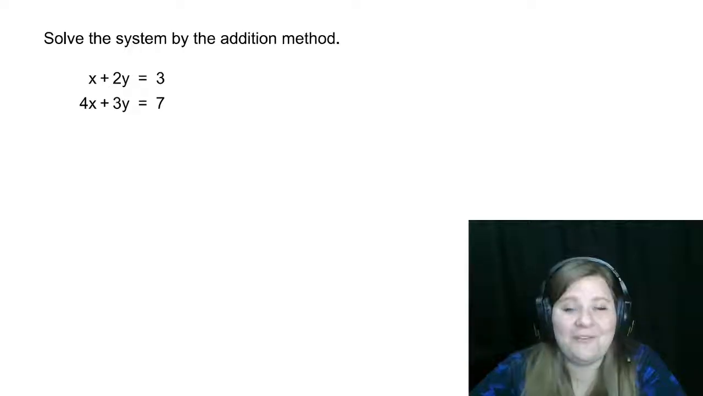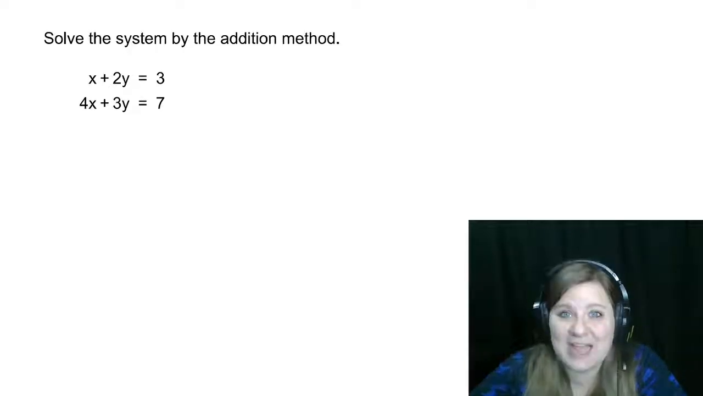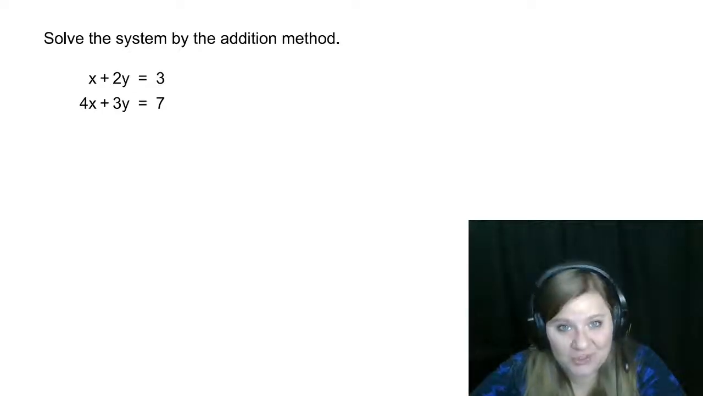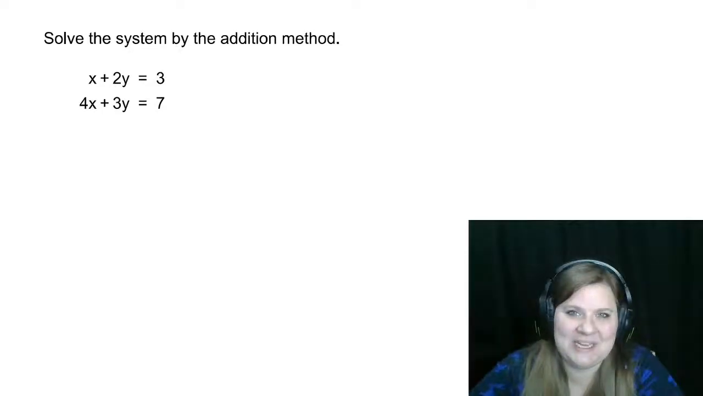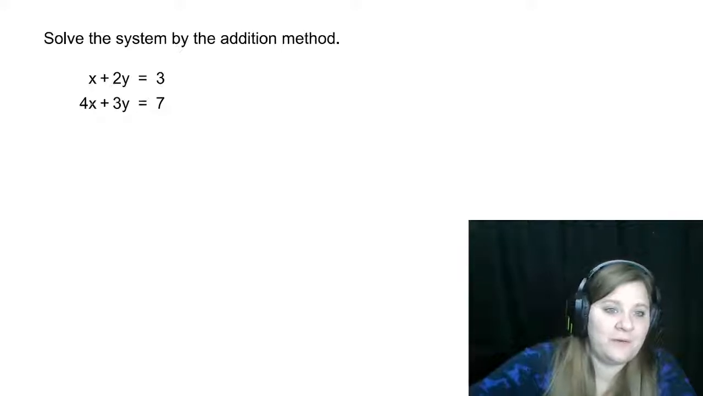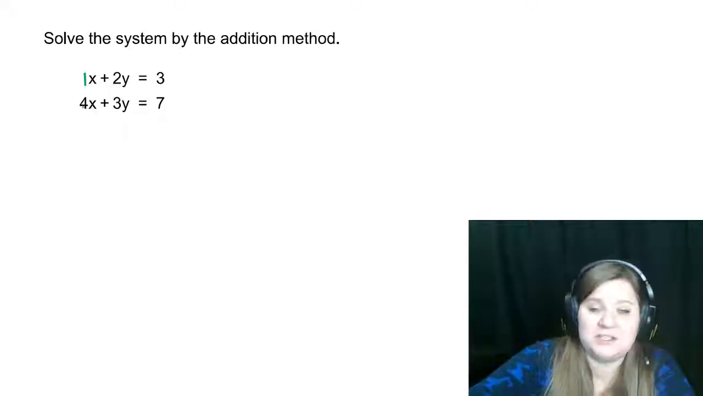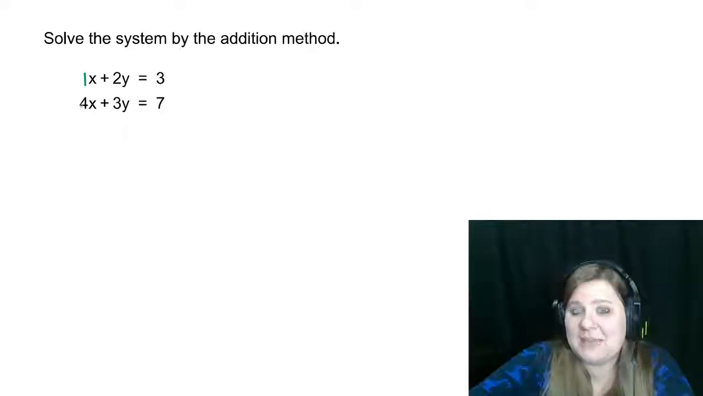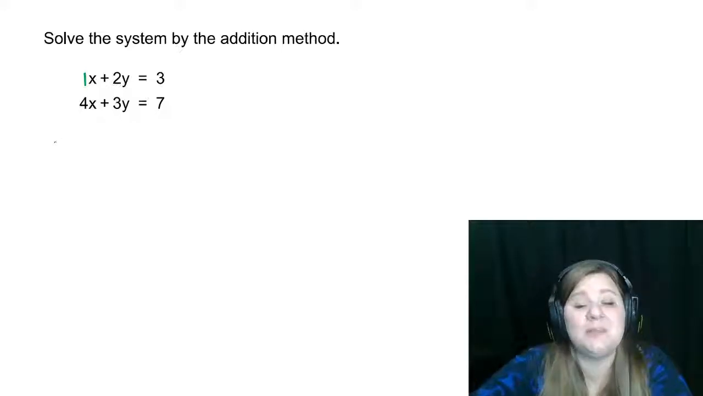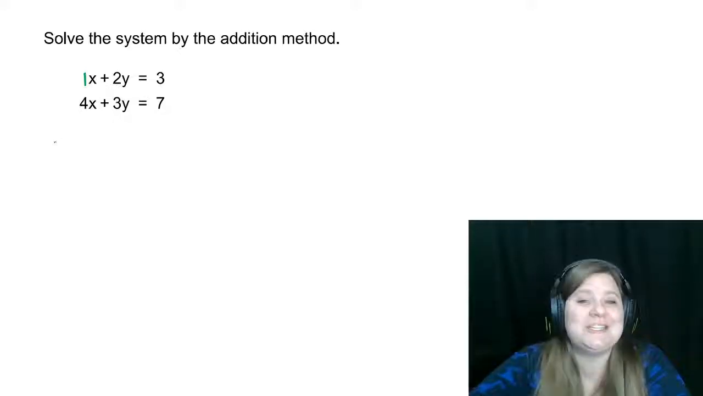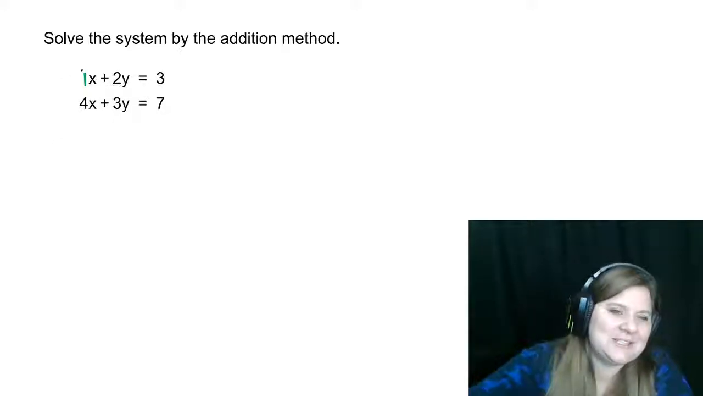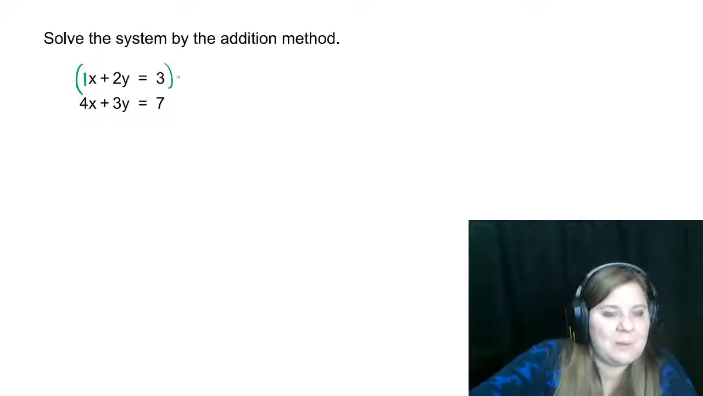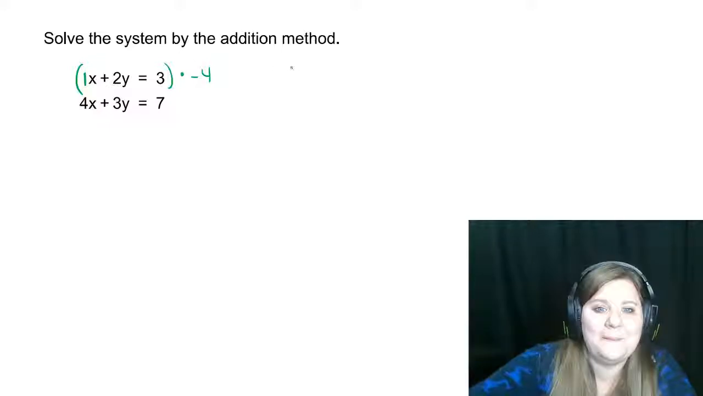So, for me, I decided to get rid of the x because I thought I could multiply just one equation through by something to get rid of the x. Now, the coefficient here is 1, and the coefficient here is 4. So to make them cancel, I need to find the smallest number that they both go into, which is 4. And so I need them to both be 4, but I need one of them to be a negative. So I'm going to multiply the first equation through by negative 4.